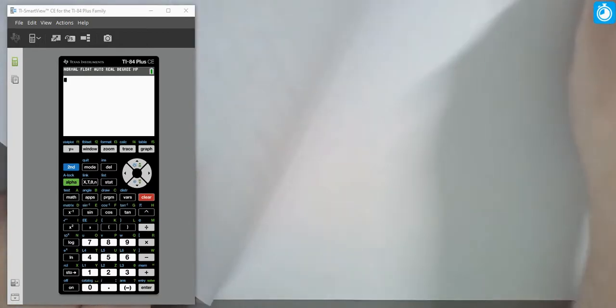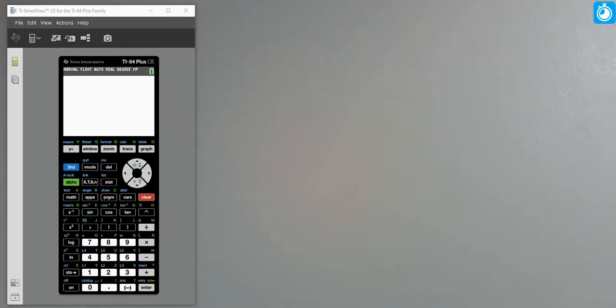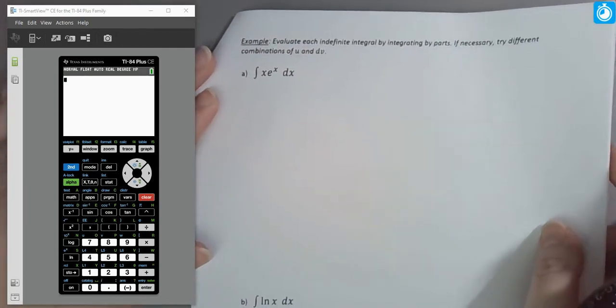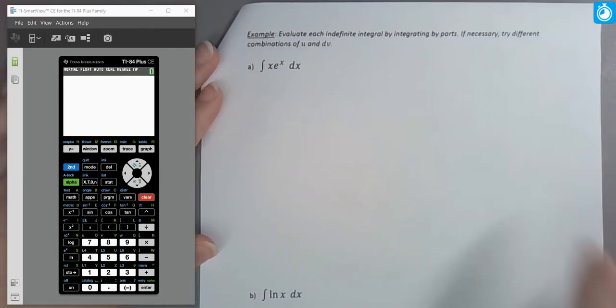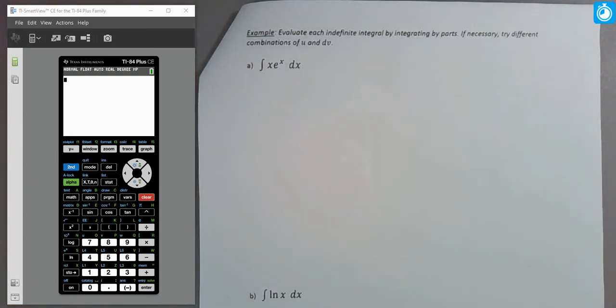Okay, so let's just try an example, and we're going to start with a relatively basic one and then we'll build from there. Okay, so we want to evaluate each indefinite integral by integrating by parts, and if necessary, just try different combinations of u and dv. Okay, so our first function that we want to integrate is x times e to the x, integrated with respect to x. So first off, this is not a substitution kind of problem.